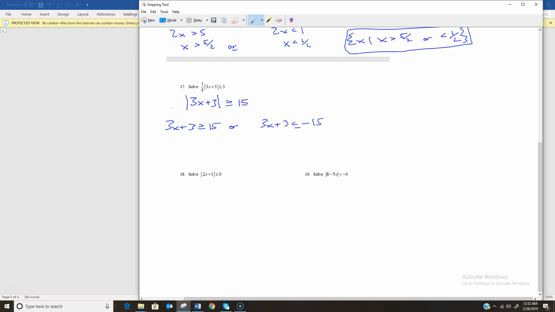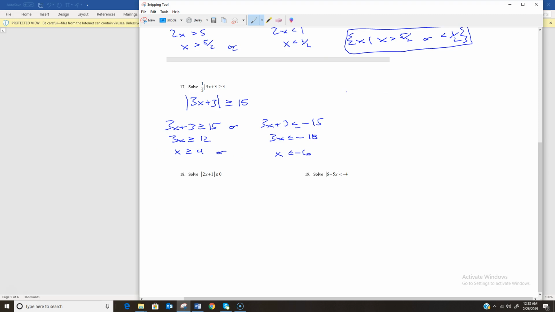Because if I, for instance, say I got a negative 16 in here, the absolute value of negative 16 is 16, and that's bigger than or equal to 15. So again, you switch the sign and you switch the right side from positive to negative. So if I subtract 3 from both sides, I have 3x is greater than or equal to 12, and so x is greater than or equal to 4, or 3x is less than or equal to negative 18, x is less than or equal to negative 6.